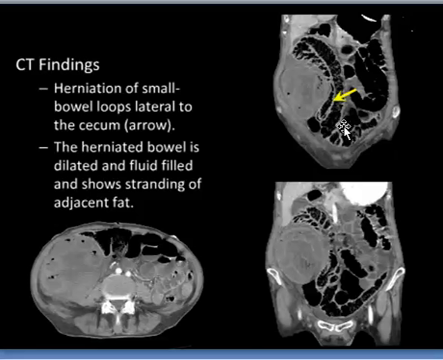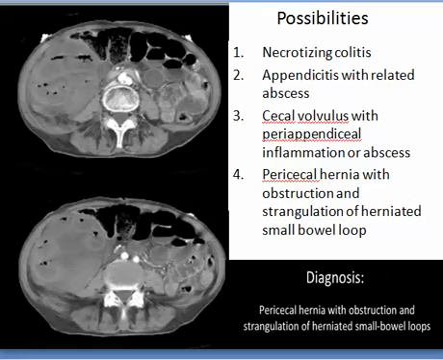Stranding of the adjacent fat means these small perpendicular lines seen, called stranding, due to perilesional edema. The possibilities include necrotizing colitis, appendicitis, cecal volvulus, or the famous but rare pericecal herniation with obstruction and strangulation of the herniated small bowel.